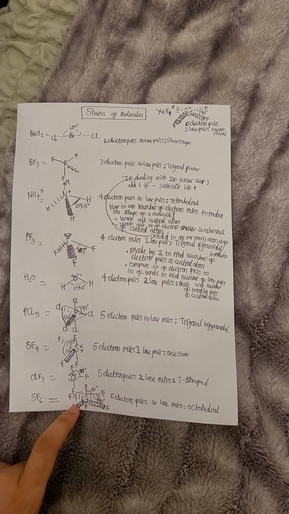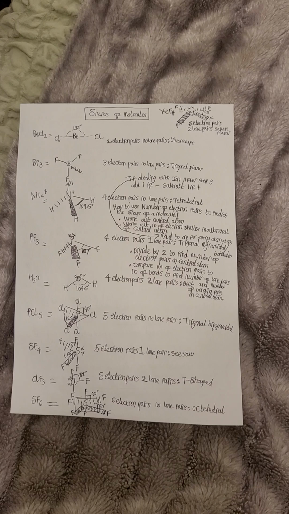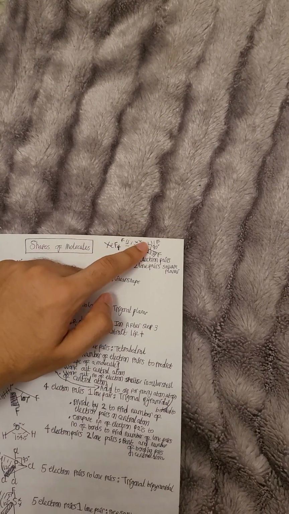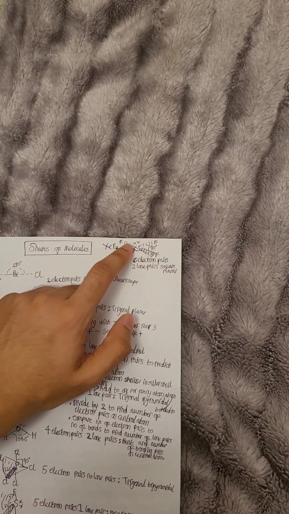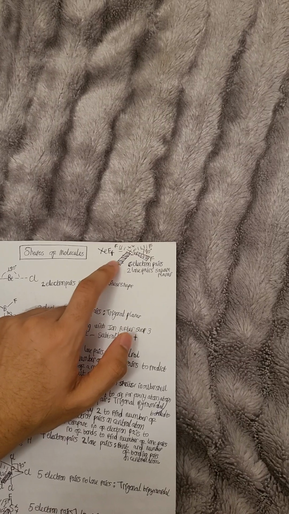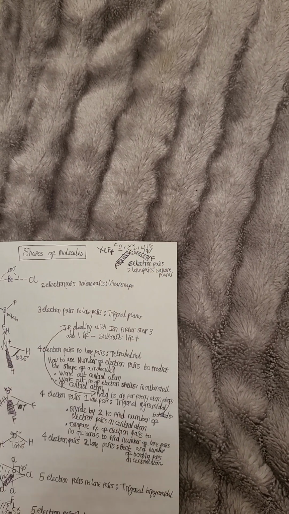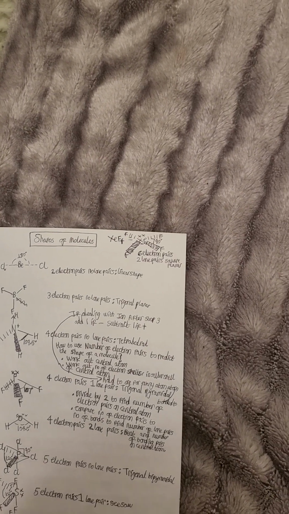SF6: bond sticking out F here, bond sticking out F here, wedge here F, wedge here F, 90 degrees, 90 degrees, 6 electron pairs, no lone pairs, octahedral. XeF4: Xe, bonds sticking out, wedge here, F, 2 lone pairs, 6 electron pairs, 2 lone pairs, square planar, and a bond angle 90 degrees.